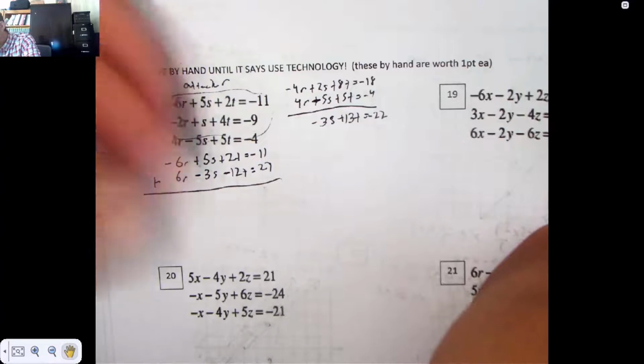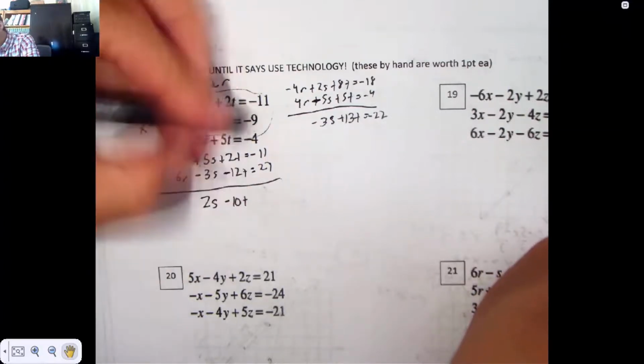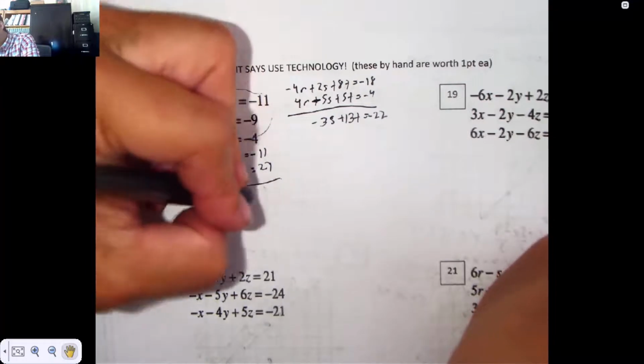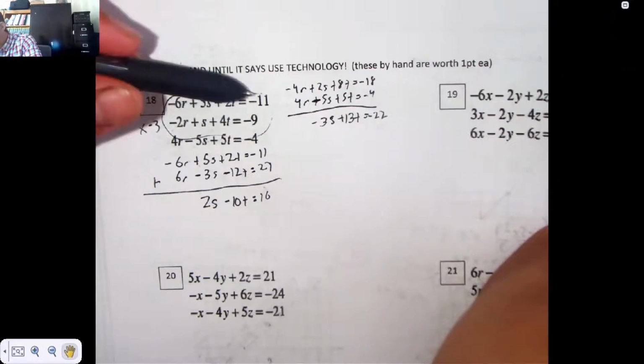There will be no R's. There are 2 S's. There are -10 T's. And looks like a 16. And I should probably double check and make sure I did my multiplication right, because I would hate to make a mistake.